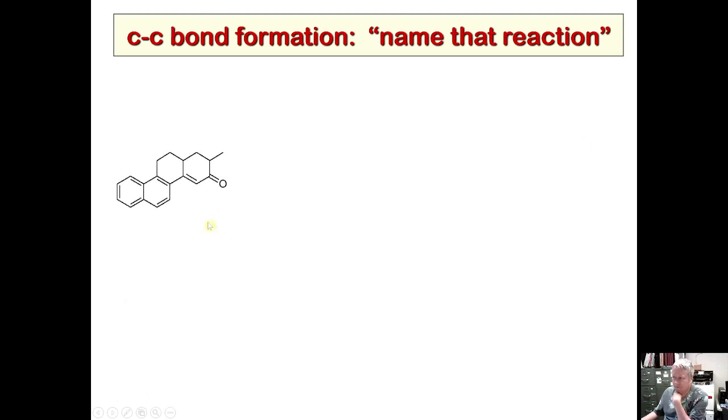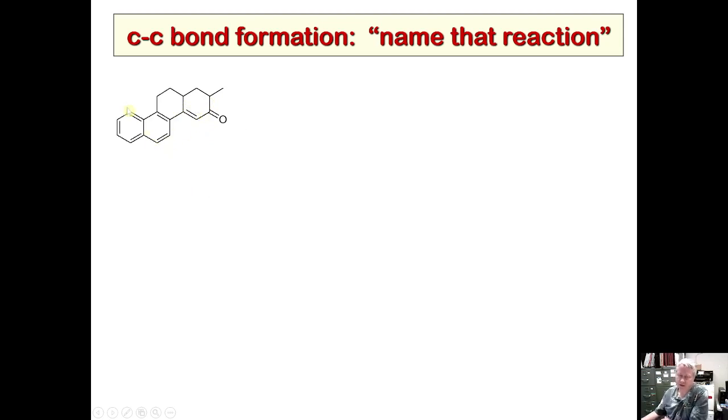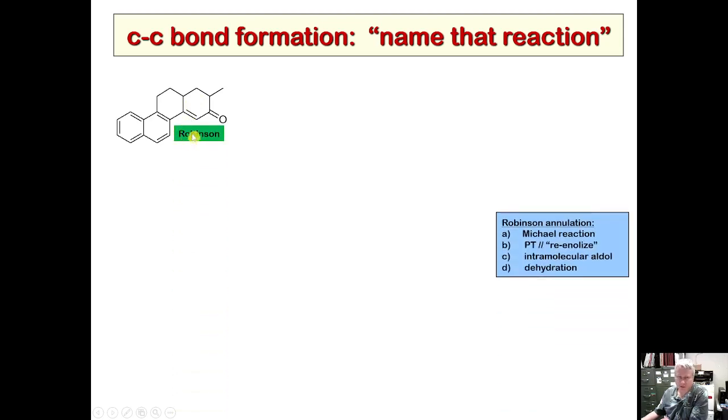Okay, next one. Some kind of weird cyclic alpha-beta unsaturated ketone. This might be a good indicator of a Robinson. That's usually the case. So kind of thinking Robinson at this point. And there's our 4 steps. And let's practice going backwards. We've done this on the exams recently, so you know about this 4-step process.